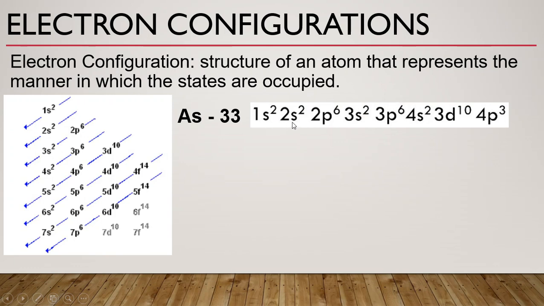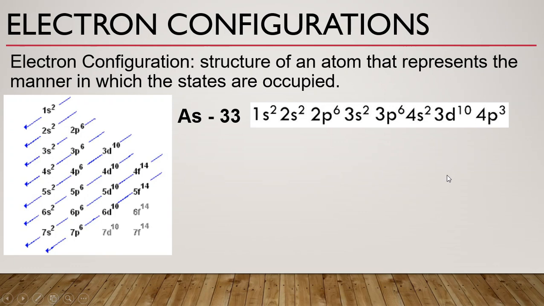1s2, 2s2, 2p6, 3s2, 3p6, 4s2, 3d10, and 4p3. Why did it become 4p3? Because 2 plus 2 is 4, plus 6 is 10, plus 2 is 12, plus 6 is 18, plus 2 is 20, plus 10 is 30. So we only need three more. Plus 3 is 33. That is why it is three. That is where we end our electron configuration.